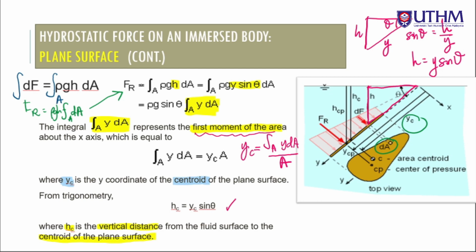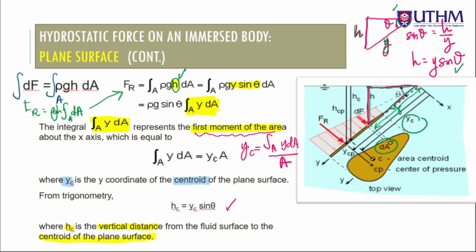FR, the resultant force, equals the integration over all area of rho GH times dA. But H actually we can get from trigonometry, as I've drawn above. We have theta, we have H, and then we have the position Y. This is Y because we don't know the value, so we consider this as Y. Based on trigonometry, H is equal to Y sin theta. So we replace H with Y sin theta here.